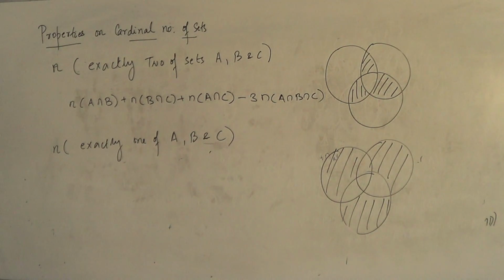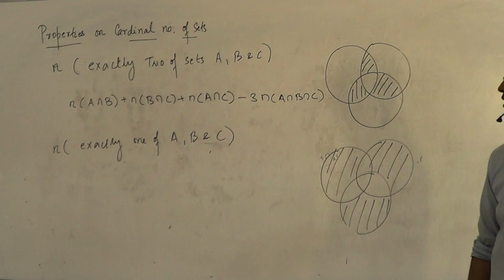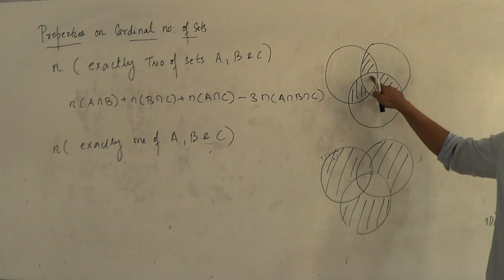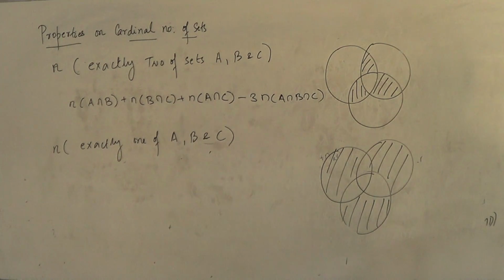Sir, it will be N of A plus N of B plus N of C minus N of A intersection B minus N of B intersection C minus N of C intersection A. Yes, and you can even use N of A union B union C minus this expression. But this part is missing from it. We removed the same part twice.